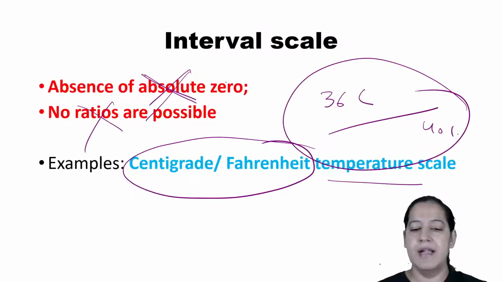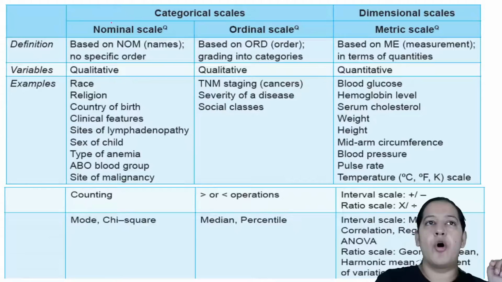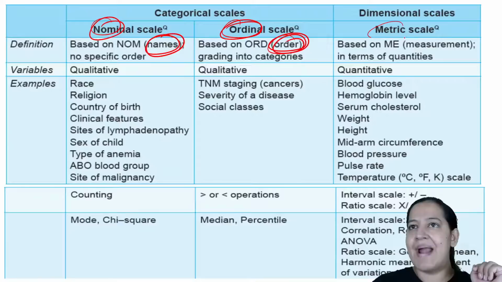So that's why ratio is absent. Here zero is possible, so ratio is present. Have you got it? So this is the summary of three types of scale. So nominal scale stands for names. Ordinal scale stands for order. And metric scale stands for measurement.